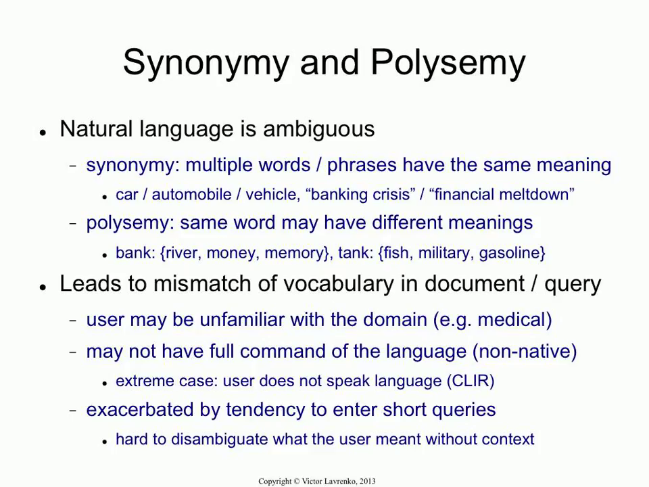An extreme example of this is cross-language retrieval. So this is the case when the user doesn't speak the language at all. Now, if that happens, you might be wondering, well, why is this user searching that collection of documents anyway? Somebody who's not an Arabic speaker, why would they ever want to search a database of Arabic documents? And there are actually a number of reasons why.